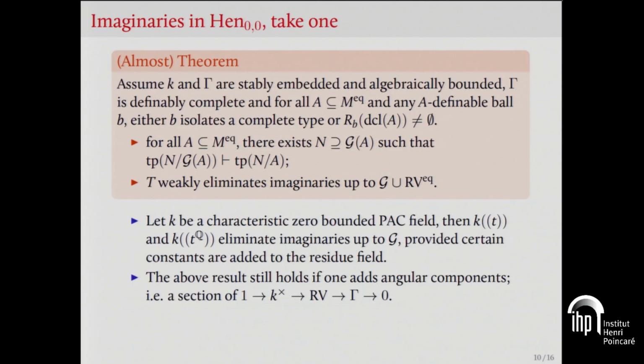And this is essentially one of the reasons I wanted to allow arbitrary enrichment on RV. If you add an angular component, the result still holds, because an angular component is just an enrichment of RV. And I find that quite cute because I don't think there is, even for ACVF, any known proof of elimination of imaginaries for ACVF with angular components.